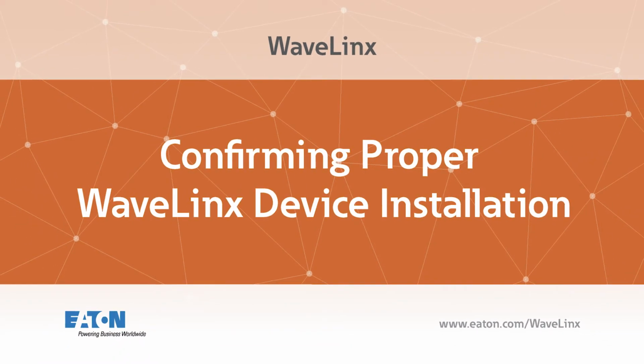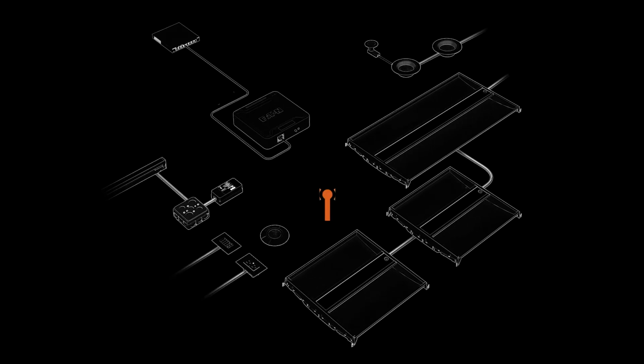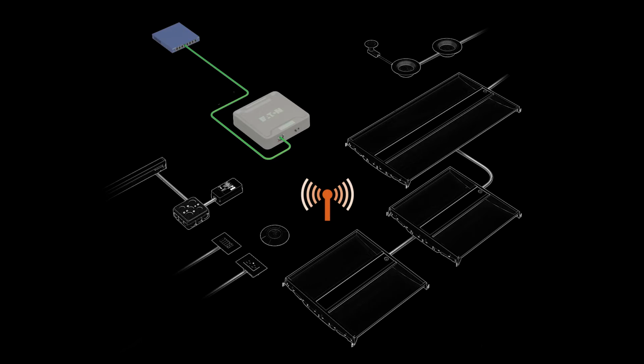This video shows how to determine if newly installed WaveLinx devices are operational and ready for configuration. A WaveLinx system may consist of many different types of devices. All WaveLinx systems will have at least one wireless area controller to coordinate communications between the connected devices.